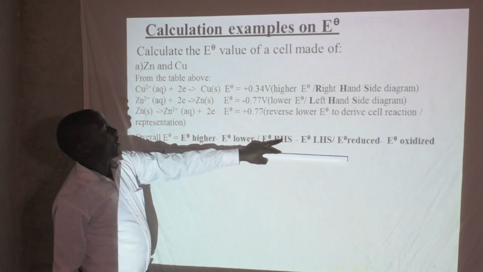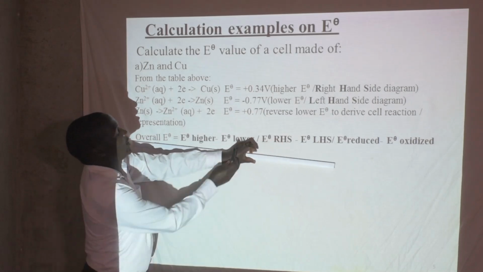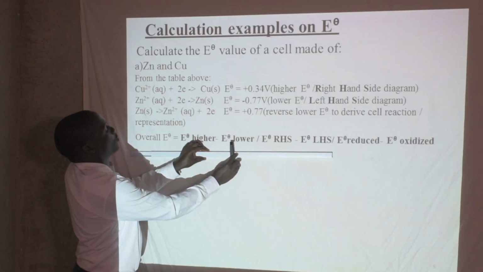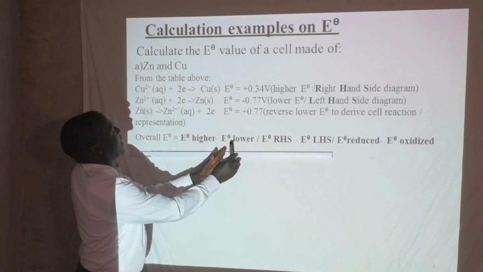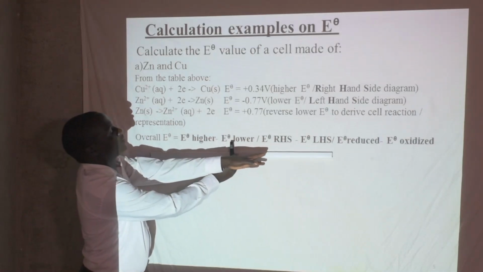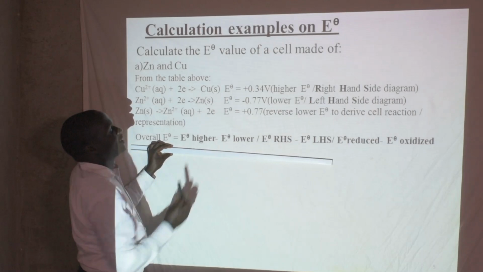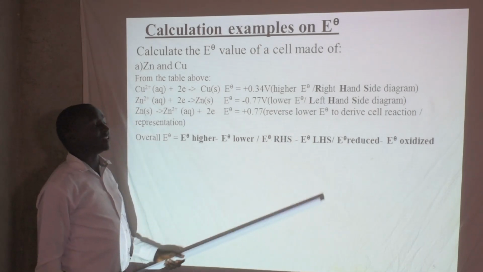The one which is actually higher is on the right hand side in comparison to the number line. Because this is 0, negative 0.77 is on the left, and then this one is positive 0.34, which is copper. So just use that example. If you have that, it is very simple.